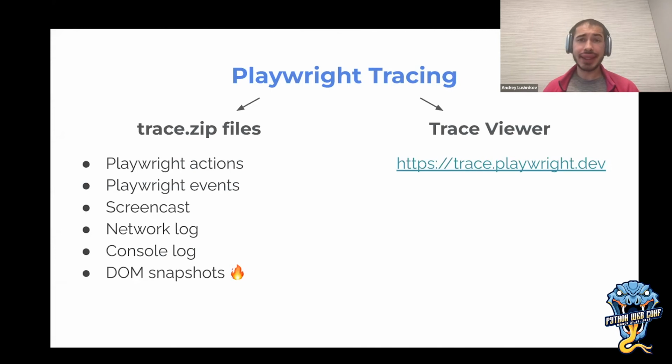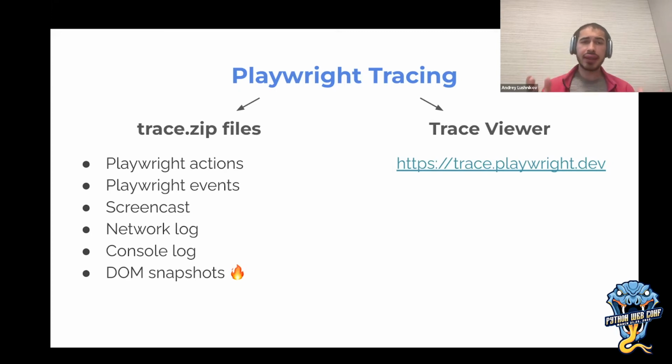Playwright Tracing is actually a technology that consists of two parts. The first part is this very powerful artifact called a trace.zip file that contains all kinds of information about the test run. It has Playwright actions, it has all the events that we sent, it has the screencast, like all the video of your test execution. It has the network log and console log, and it even has DOM snapshots.